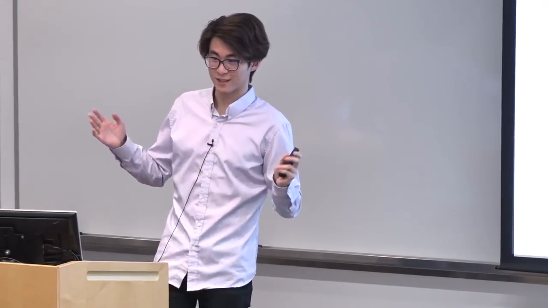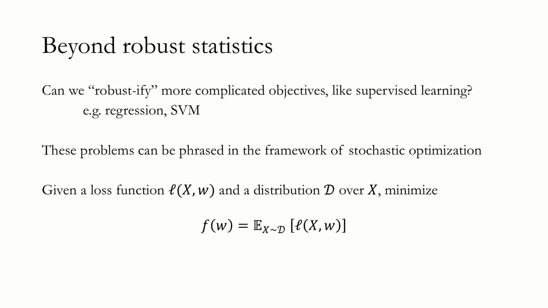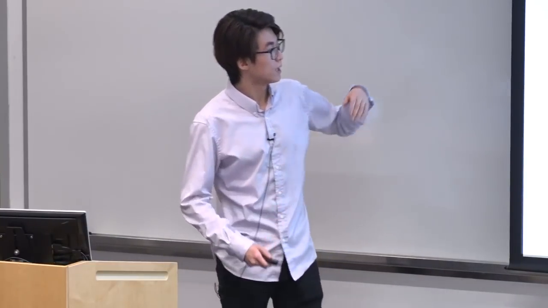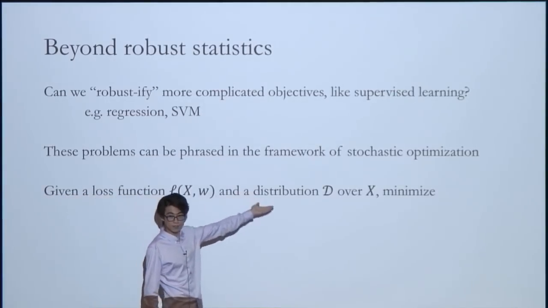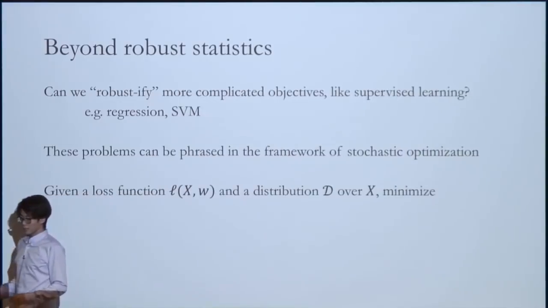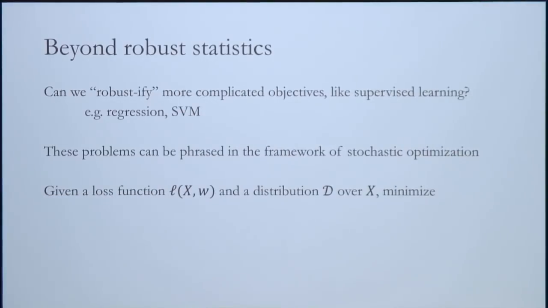Okay, but there's also a big world beyond just mean estimation and covariance estimation. So there's a natural question: can you go beyond this? Can we robustify much more complicated objectives, supervised learning, regression or SVMs or whatever? And it turns out that you can. So let me phrase the problem in a general framework of stochastic optimization. Hopefully most of you are familiar with this. What you have is a loss function which takes a data point and your model W, and you have a distribution over your data set, right? And your goal is to minimize the expected loss of your model over this distribution.